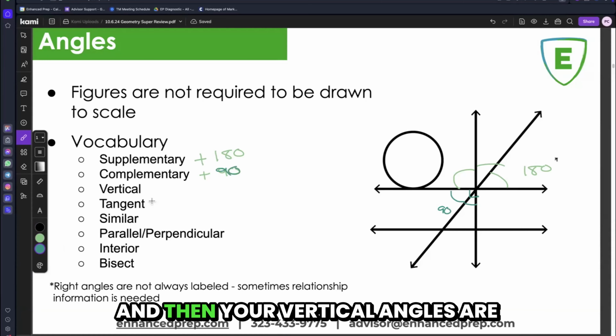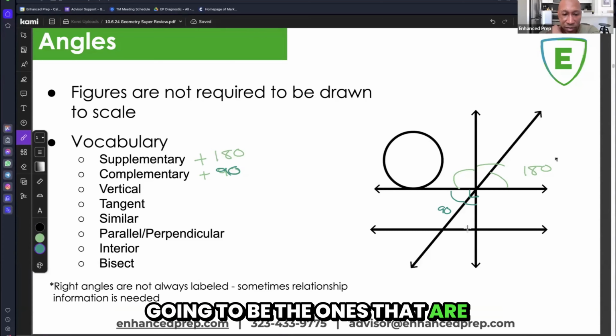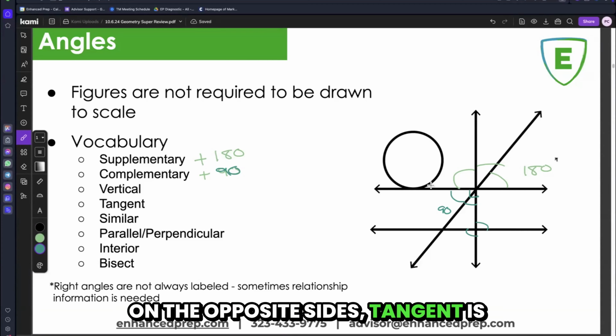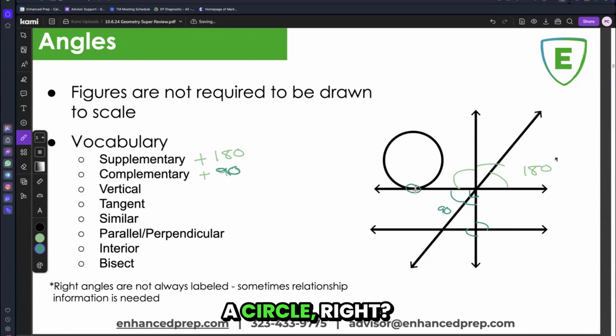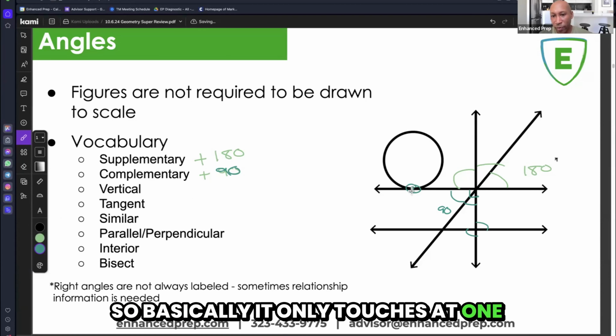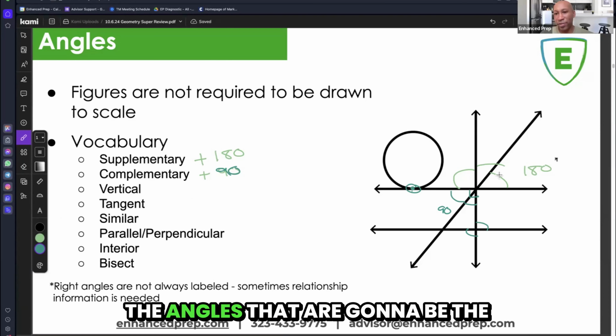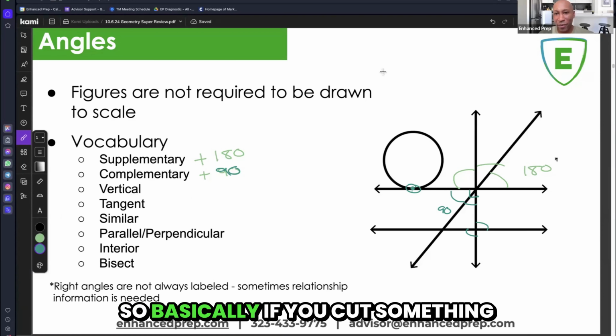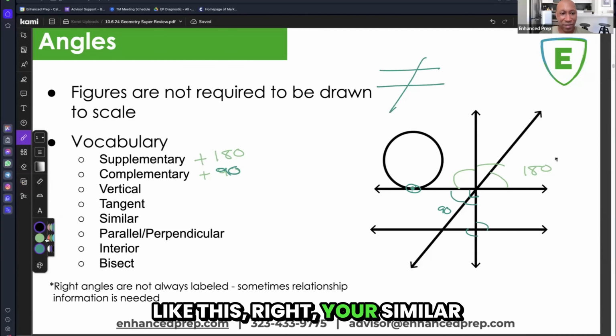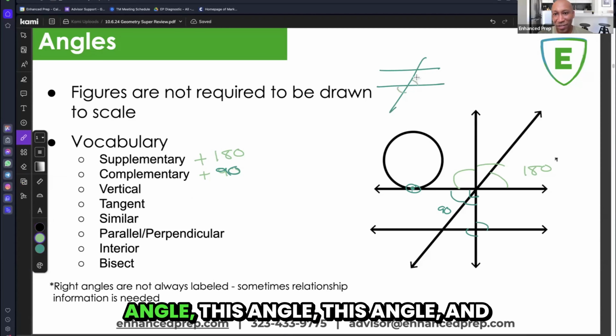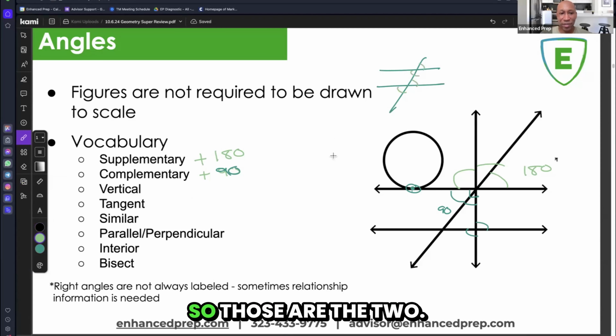And then your vertical angles are going to be the ones that are on the opposite sides, right? Tangent is basically a line that's tangent to a circle, so it only touches at one point. So this is your tangent. Your similar angles are going to be the angles that are the same. So if you cut something like this, your similar angles are going to be this angle, this angle, this angle, and this angle, right? So those are, yeah, I remember.